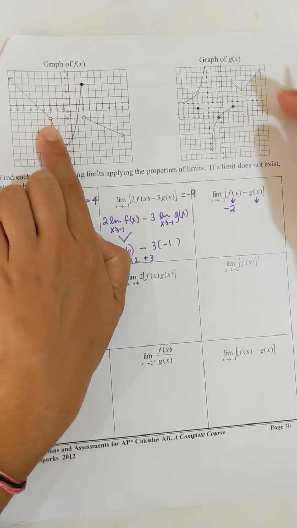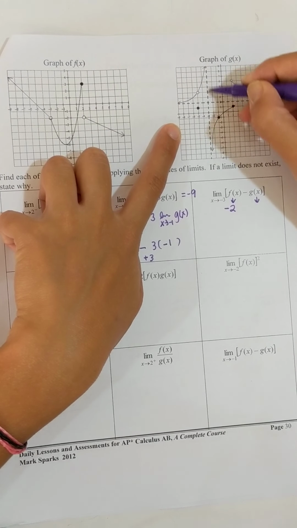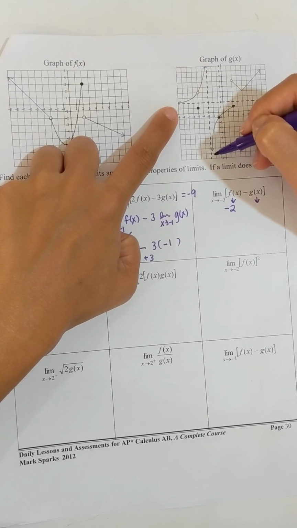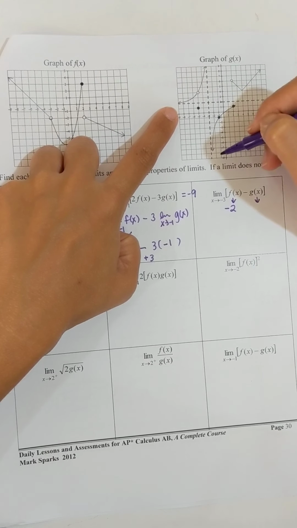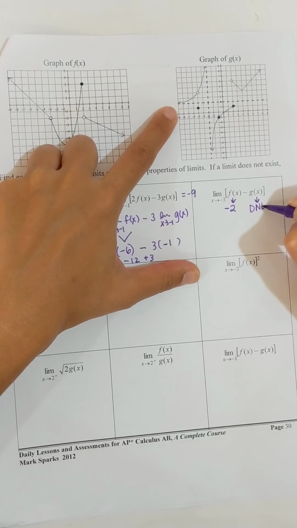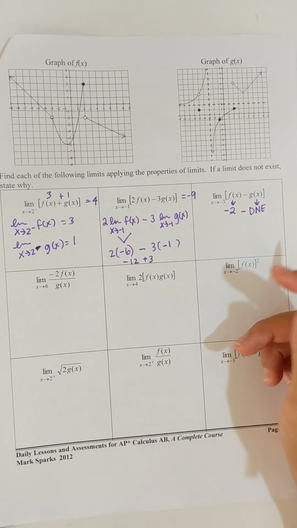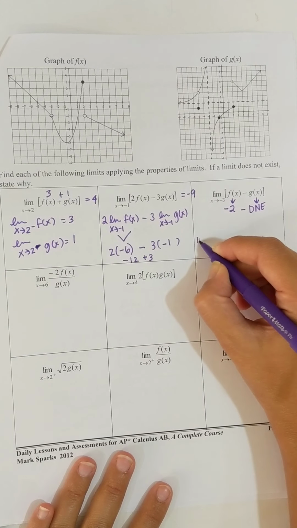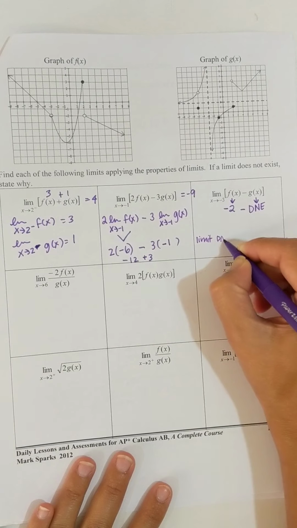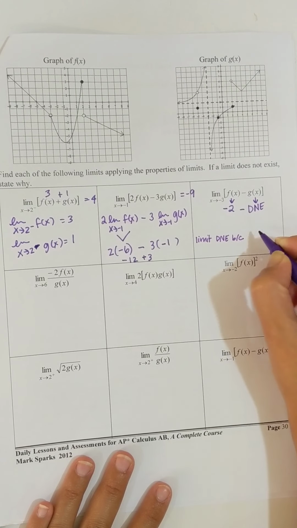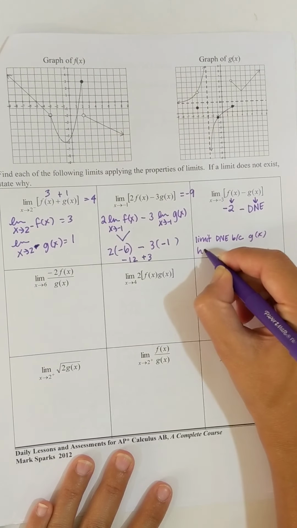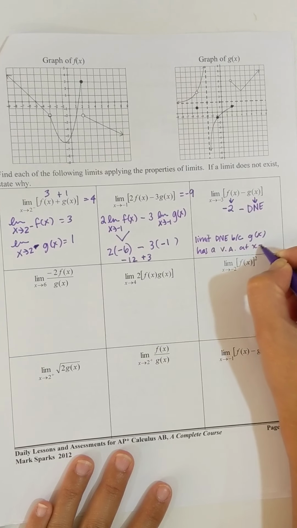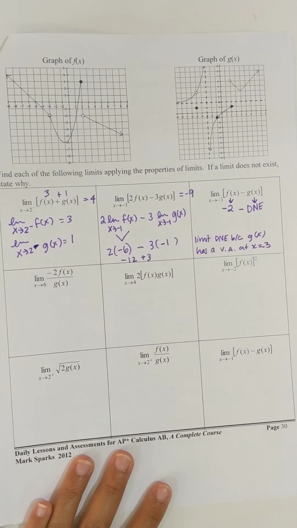Okay, what about g of x? G of x at negative 3. There is a vertical asymptote at negative 3. One side's going to positive infinity, the left-hand side's up, the right-hand side's down. So this whole thing does not exist. So we have negative 2 take away does not exist. Well, we can't do that. So we would say this limit does not exist because g of x has a vertical asymptote at x equals negative 3. There's our reason.